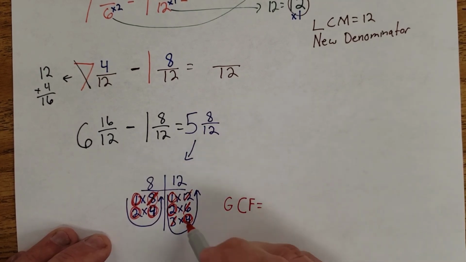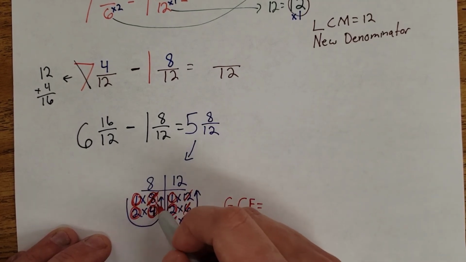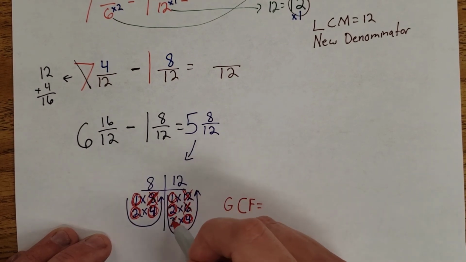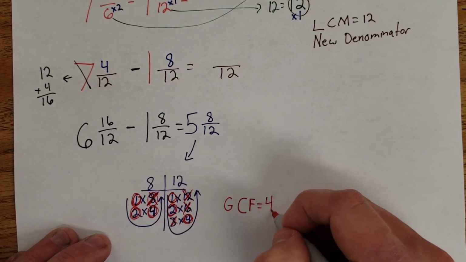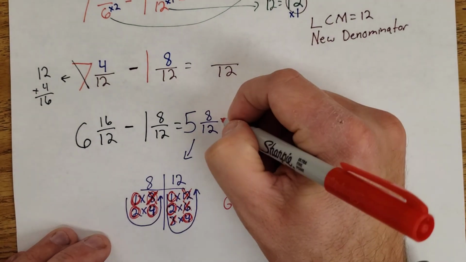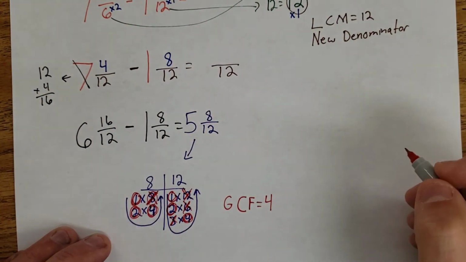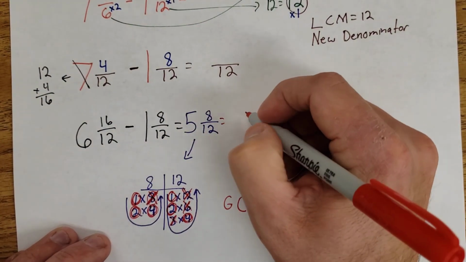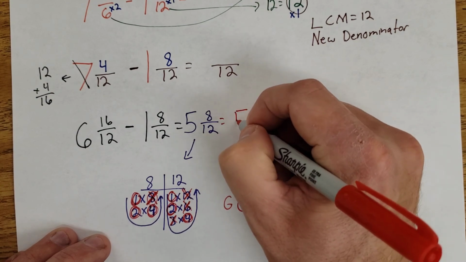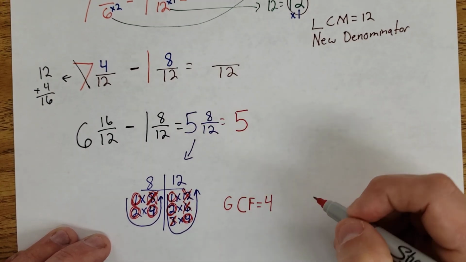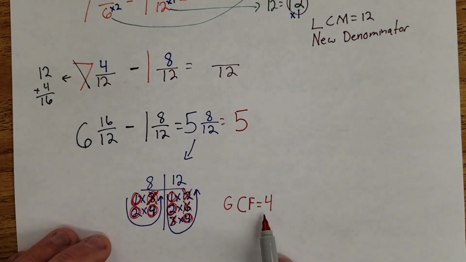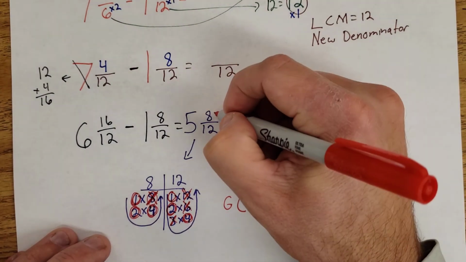The greatest one that they have, not 8. They didn't actually have 8. They didn't have a 12. Didn't have a 6. The greatest one they had was 4. What are we going to do with our GCF? We're going to simplify our fraction. We know we're going to keep the same whole number. We know we still got 5. To simplify our fraction, we find the GCF, and then we divide the top and the bottom by the GCF.